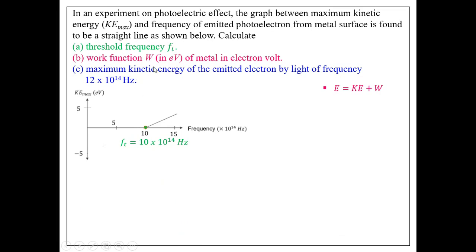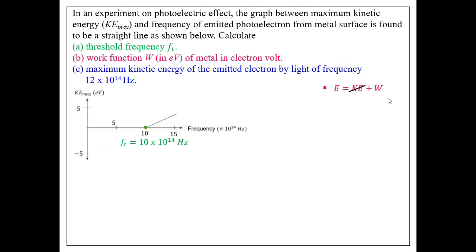Part B wants us to find the work function in electron volts of the metal. To find the work function, all I have to do is set up E equals K plus W. However, in order to find the work function, I can cross Ke out. Anytime I ask you to find the work function here, you can assume that is the minimum required in order to get these photoelectrons to move. The electrons haven't moved yet, so there's no Ke.